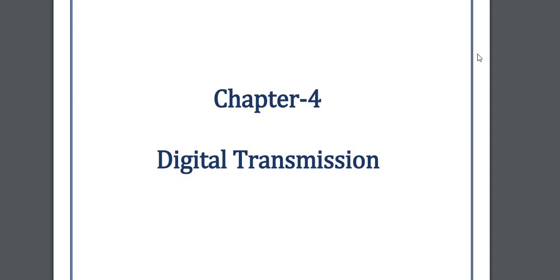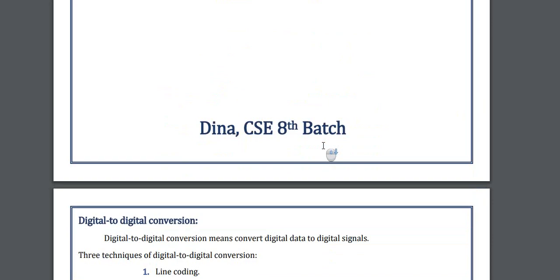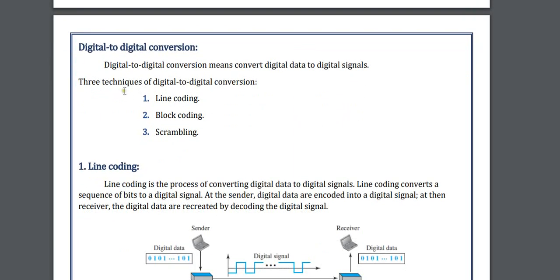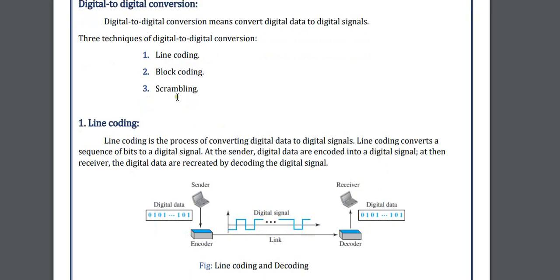Hello everyone. Today we will discuss chapter 4, which is digital transmission. In this section we will start with digital to digital conversion. Digital to digital conversion means the conversion of digital data to digital signals. There are three techniques to convert digital data to digital signals: line coding, block coding, and scrambling.